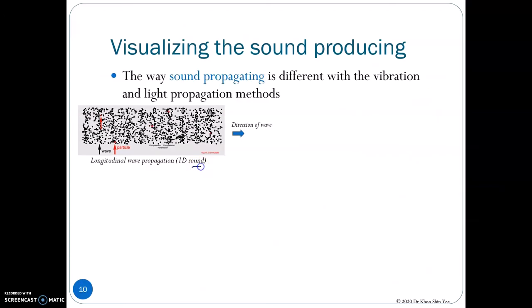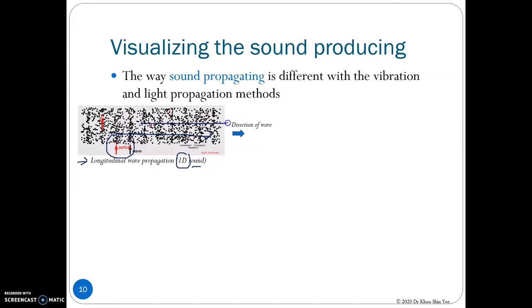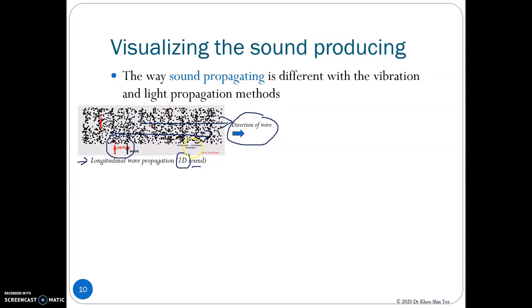So we have learned sound is propagated in longitudinal wave format, where you can see that the wave is moving in this direction. So far we only discussed the 1D cases, where you can see the particle is moving and vibrating back and forward, while the wave is moving to the right hand side. So this is the direction of the wave, and this is due to the compression and rarefaction of the air particles.